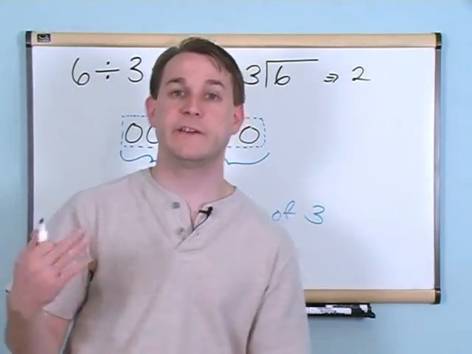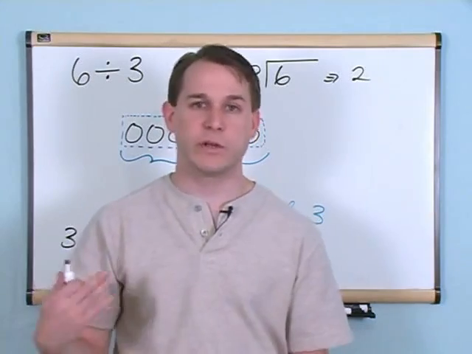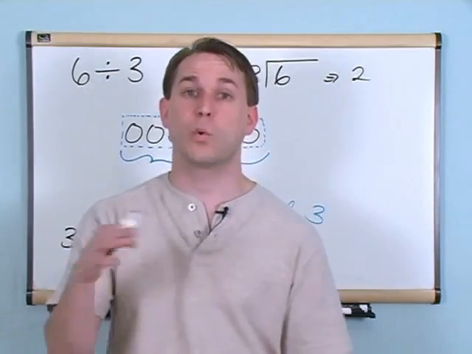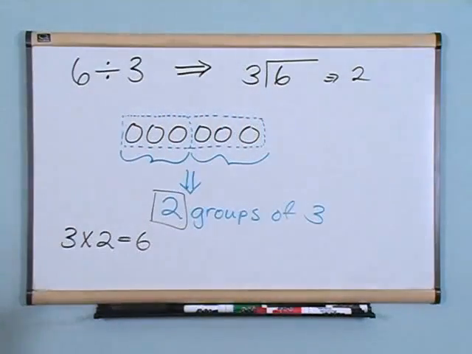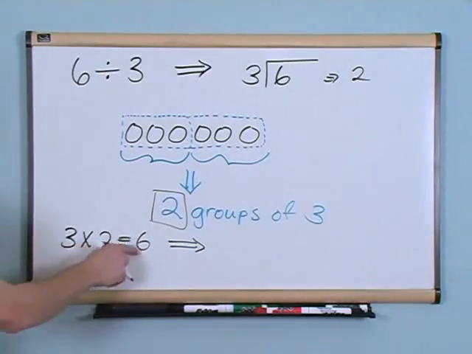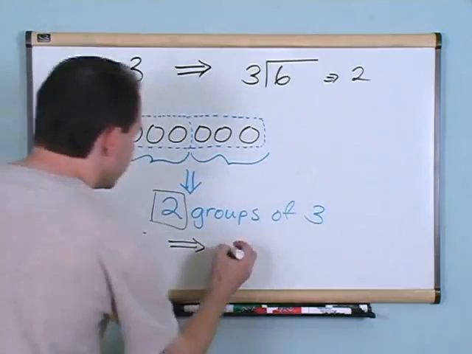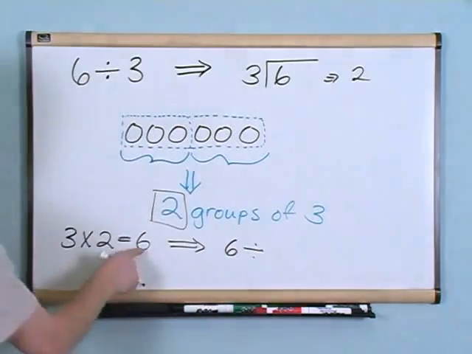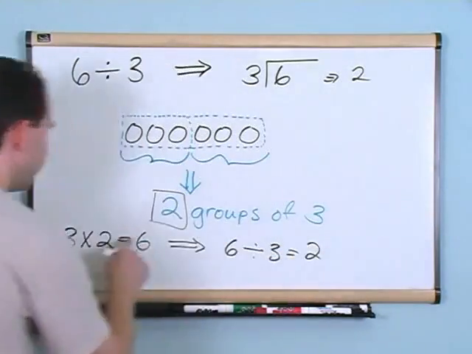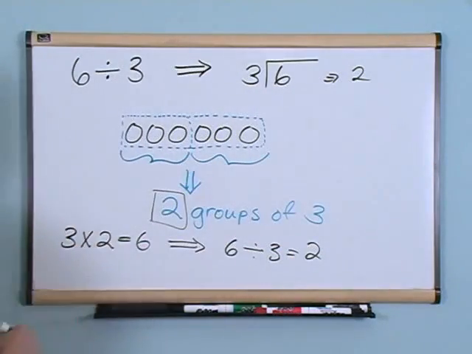So multiplication and division are kind of opposites of one another, okay? They're basically opposites of one another. You're going to use multiplication in order to solve your division problems, okay? So what I'm trying to tell you here is that if you know that 3 times 2 is 6, you also know that 6 divided by 3 is going to give you 2. You see, it's very related to each other.